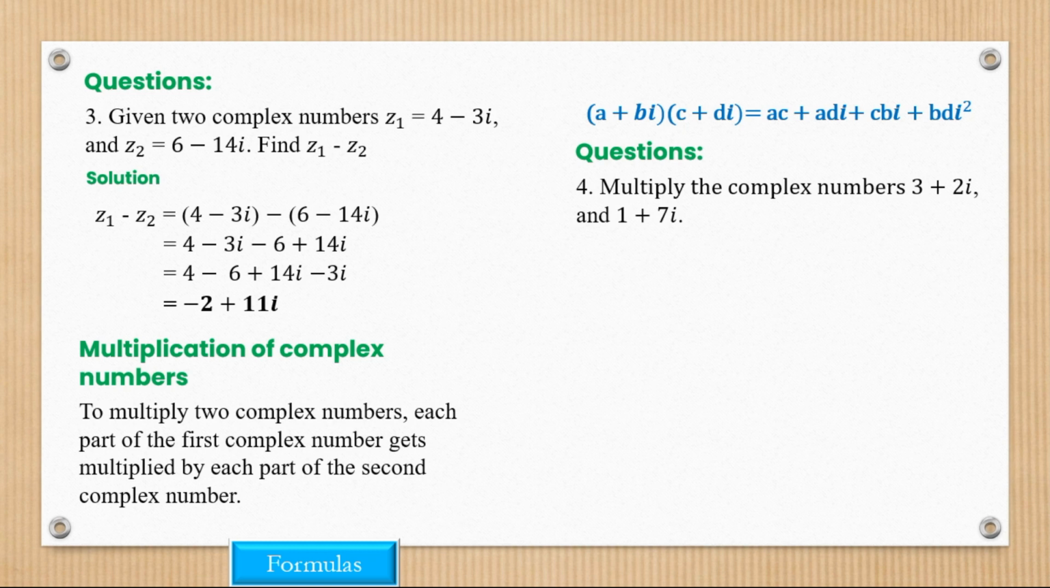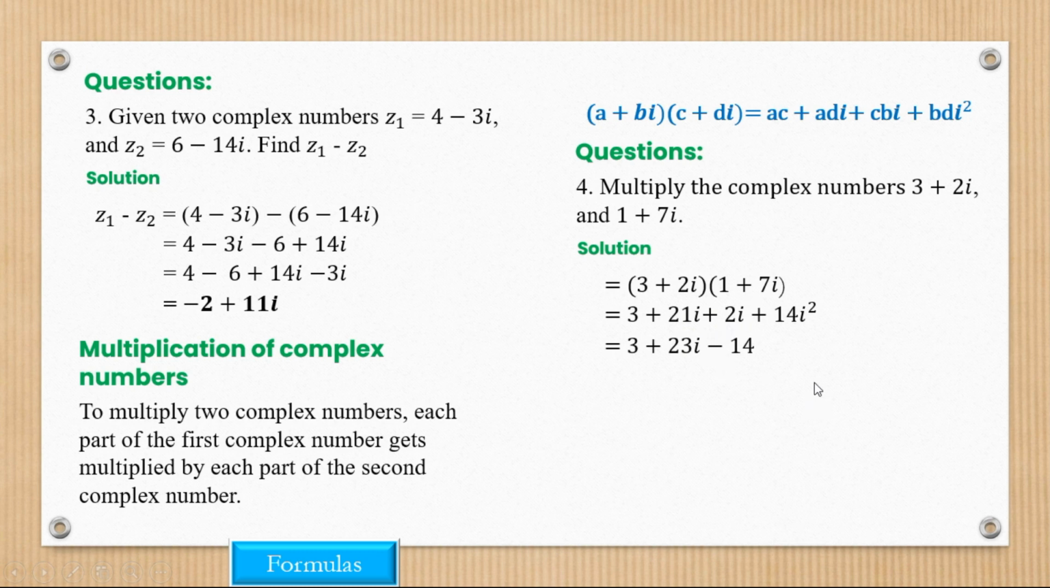We're being asked to multiply the complex numbers 3 plus 2i and 1 plus 7i. Alright, so let's solve that. As you can see, we'll have 3 times 1. 3 times 1 is 3. 3 times 7i is 21i. Then we have 2i times 1 is 2i. Then 2i times 7i is 14i squared. But remember that i squared represents negative 1. So that's why this becomes negative 14. And then we have 21i plus 2i giving us 23i. Then when we add the 3 minus 14, it gives us negative 11. And hence we end up with the answer negative 11 plus 23i.